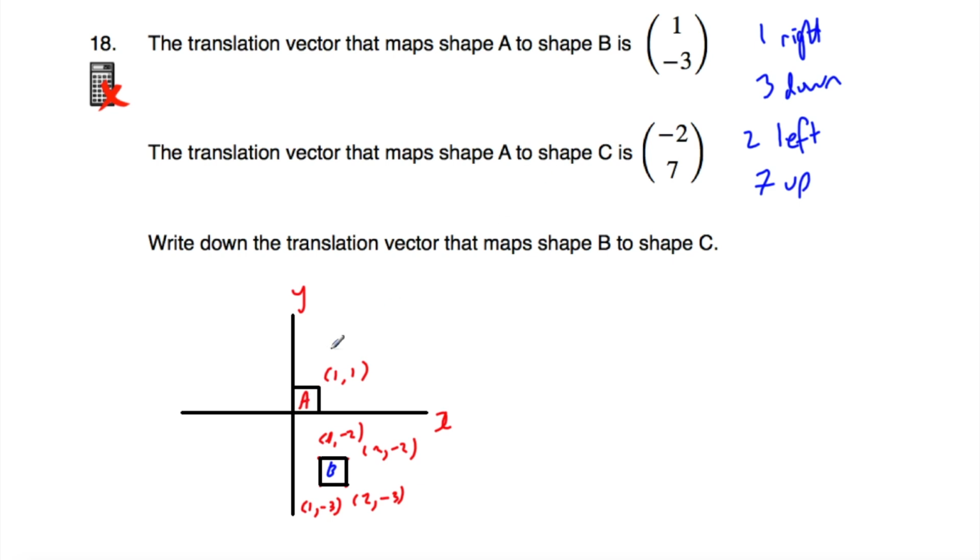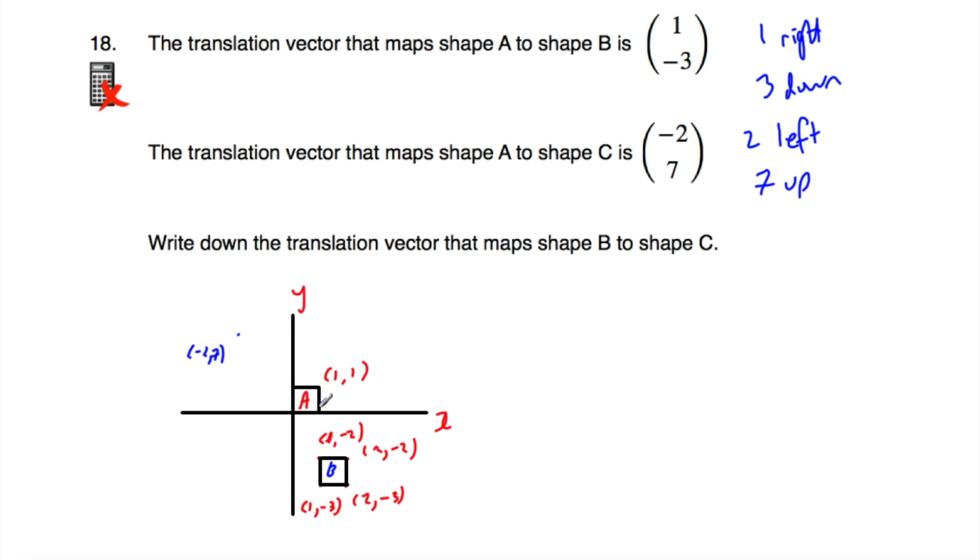So to find out where C is, we're going to go back to A and we're going to translate it 2 squares to the left and 7 up. So let's translate this 2 squares to the left and 7 up. So let's start off with this point. It moves 2 to the left, so negative 1, negative 2 there. And then 7 up, so it moves to there. So that'll be the point negative 2, 7.